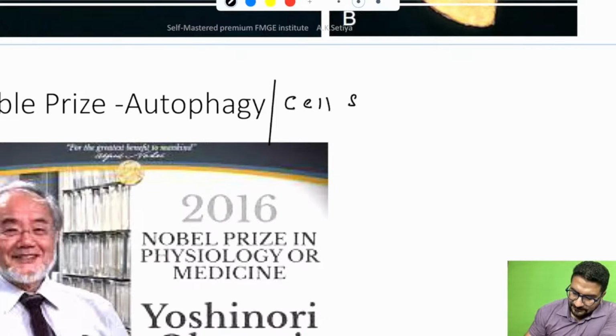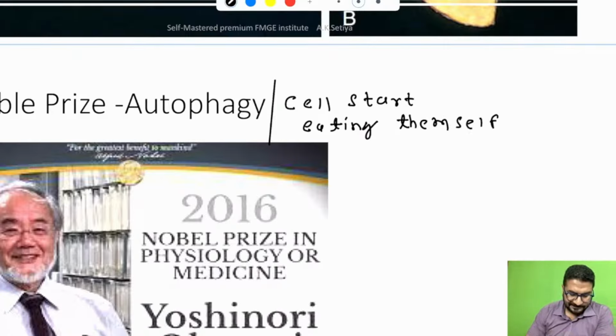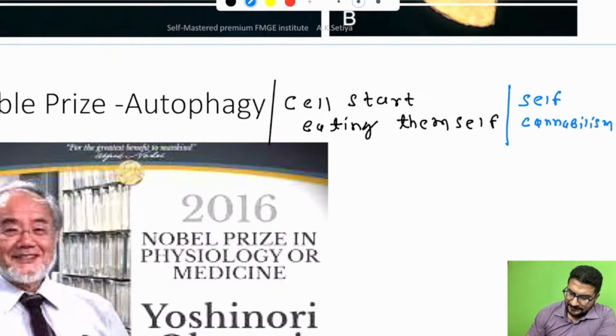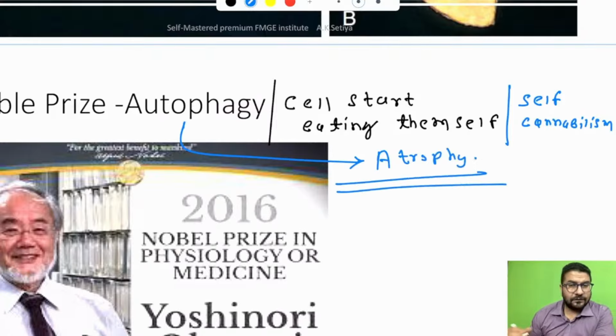So when cells start eating themselves, what do we call this? We call this autophagy. Now understand what they ask you in exam: where is autophagy important? We also call this self cannibalism. This autophagy is important in atrophy. So atrophy occurs because of autophagy.